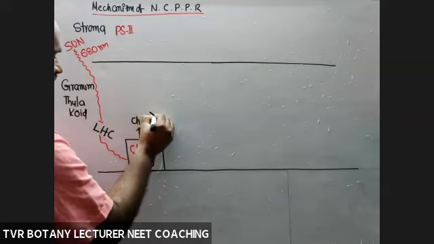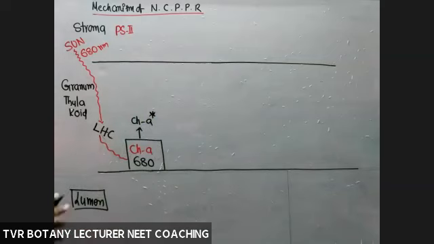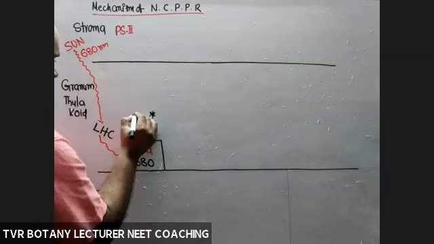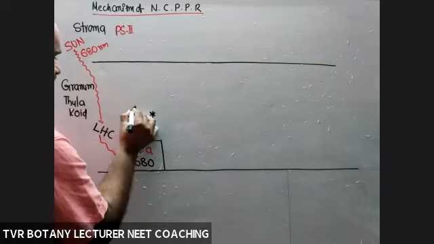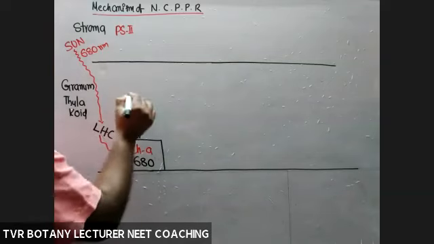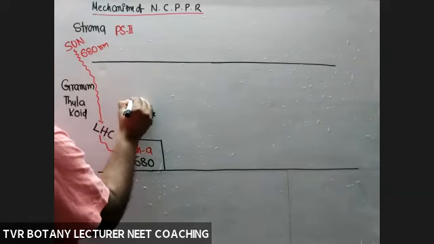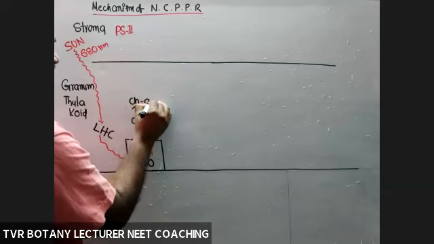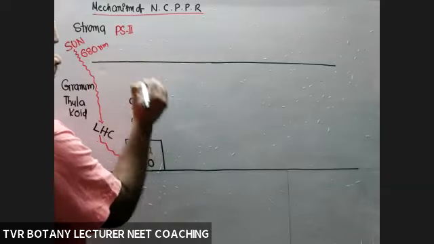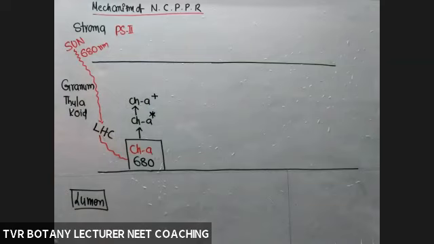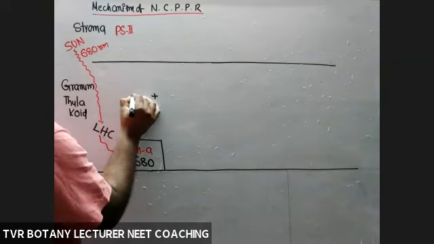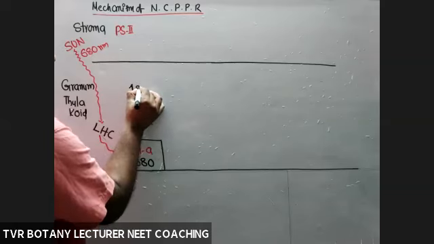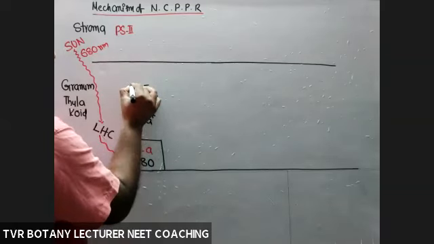The excited one is marked with a star, a symbol of that. The excited one is able to donate electrons. So 2 electrons are donated. Now chlorophyll A has a positive charge, meaning electrons are lost. For example, here I'm taking only 2 electrons.